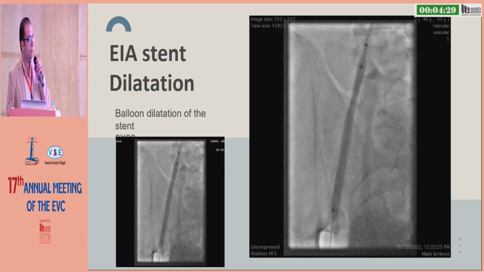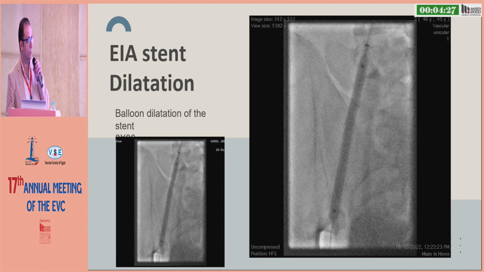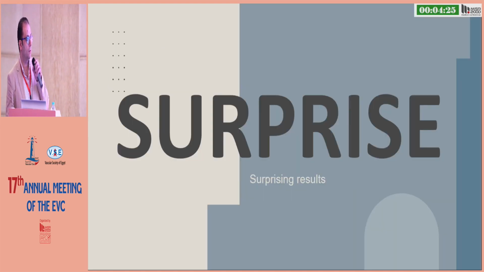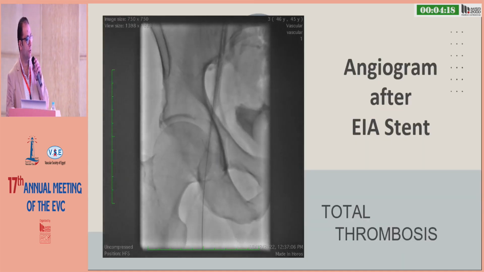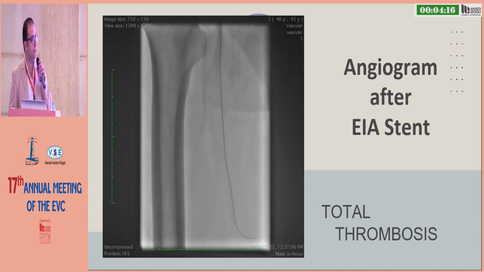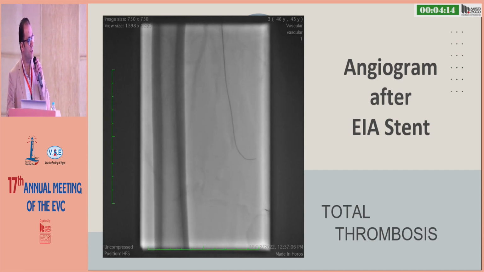Stent dilatation again. This is the surprise. Unfortunately, there is chronic total occlusion and thrombosis of the stent and the external iliac, and the common femoral and the superficial femoral artery and profunda.